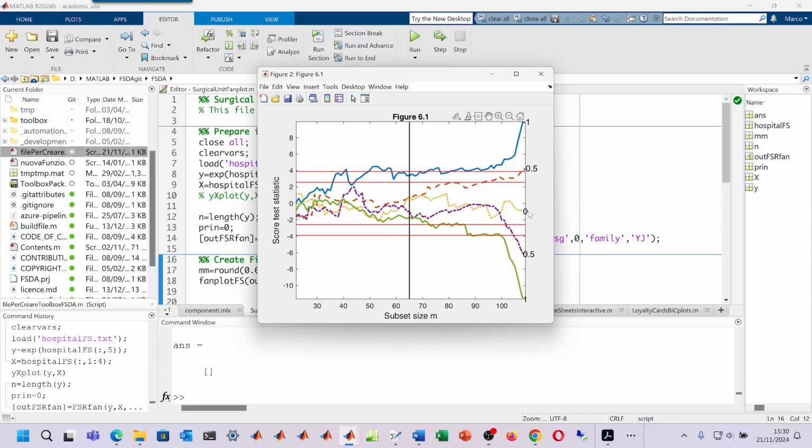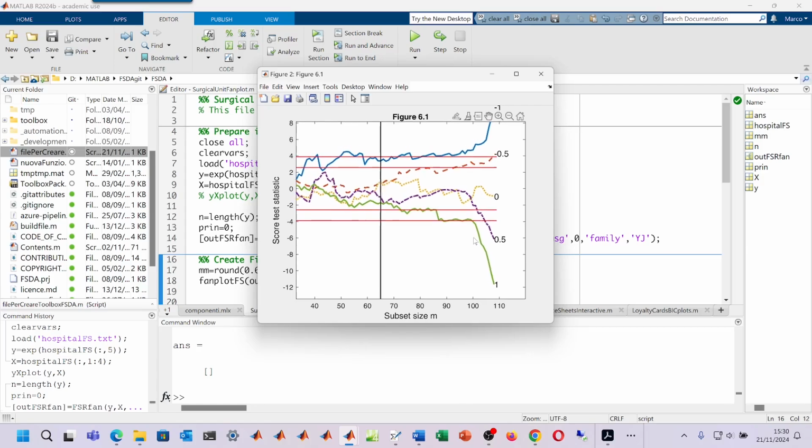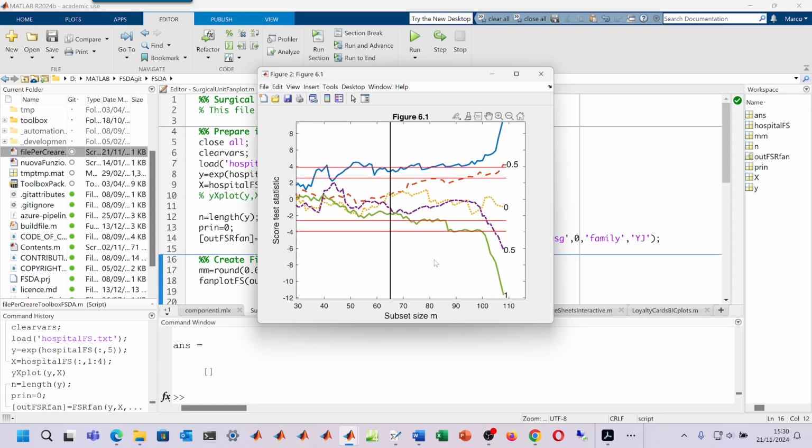From this plot, we can see that the trajectory associated with the score test for the log transformation is always inside the confidence bands. On the other hand, the trajectory associated with lambda equal to 1 starts going out of the bands already when you have about 65% of the data inside the subset. So the log transformation indeed seems the best.